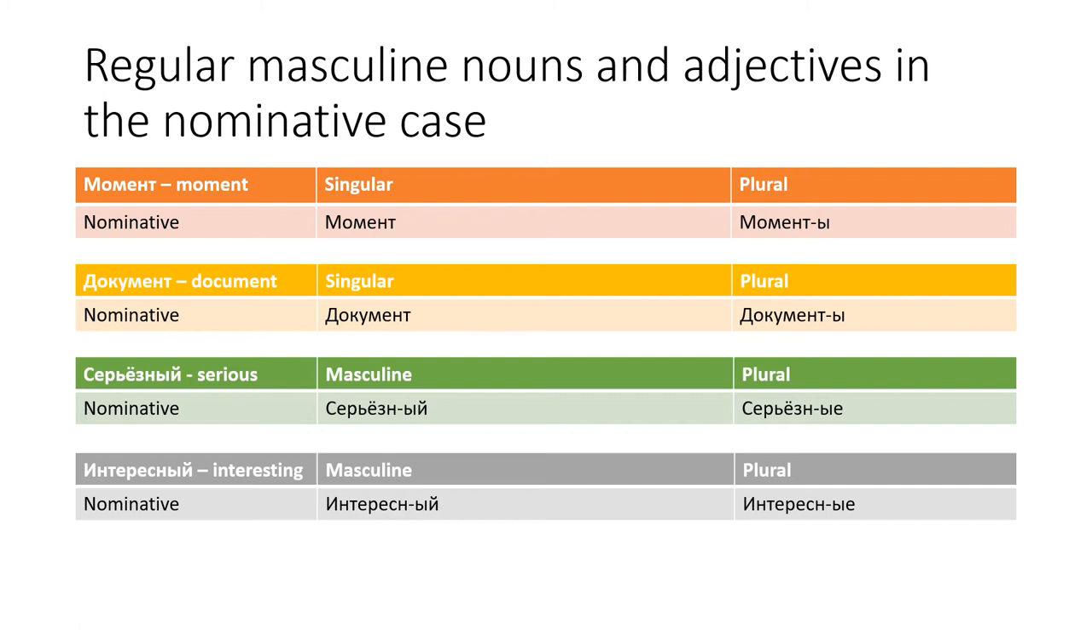Seriously. And the two dots means that that is where the stress lands in the word. Seriously. And then in the plural, it's going to be seriosnye. And remember to really articulate that ending, because that's going to distinguish what it is that the adjective is describing.